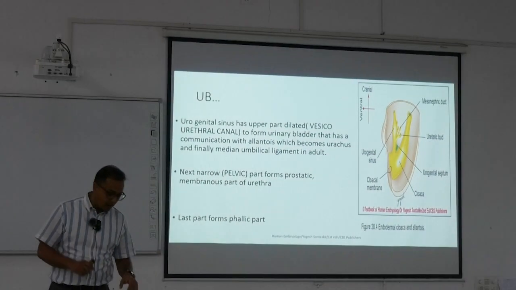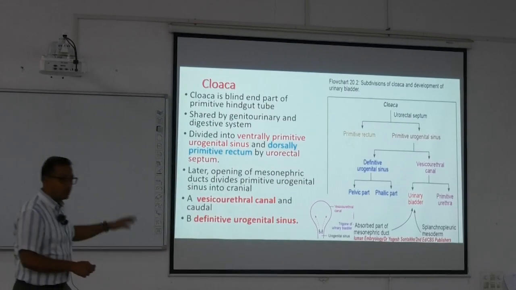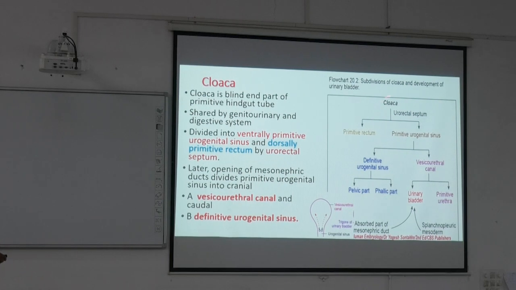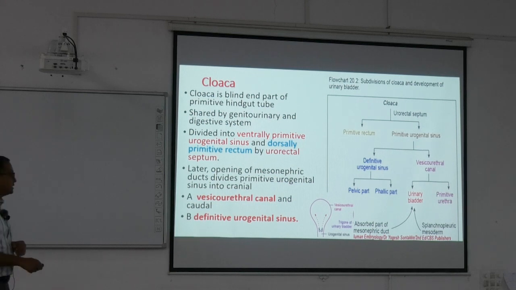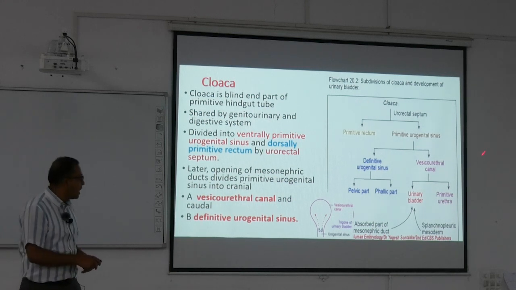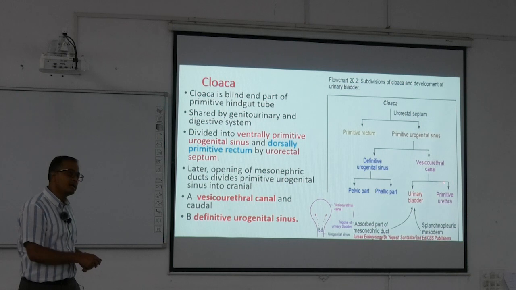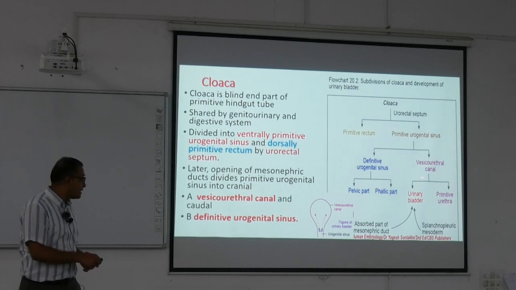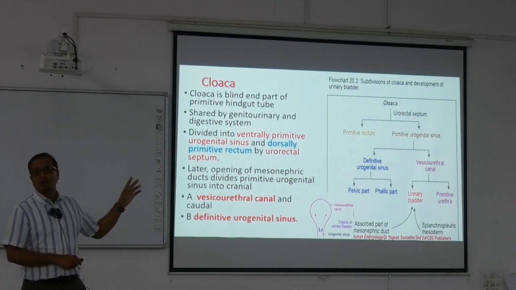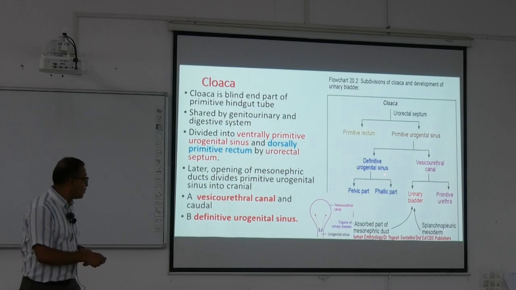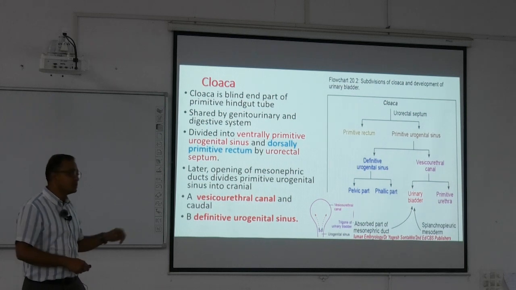So this is what we have to know. Before we go to the detail, this is how we see the cloaca splitting into two parts, the back side forming the rectum and the front side forming the urogenital sinus. This urogenital sinus has two parts: the upper part, which is a little bit dilated, we call the vesico-urethral canal, and the lower part we call the definitive urogenital sinus.